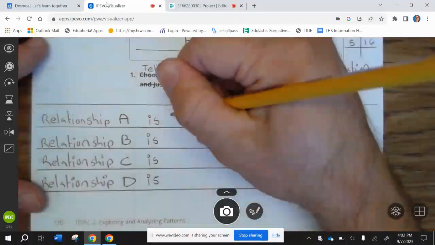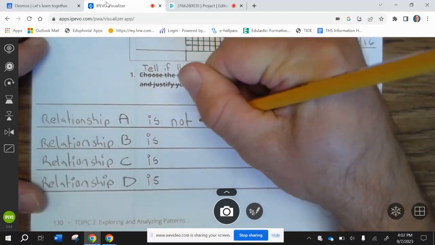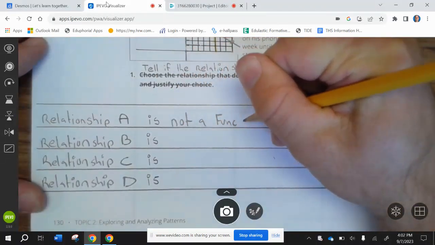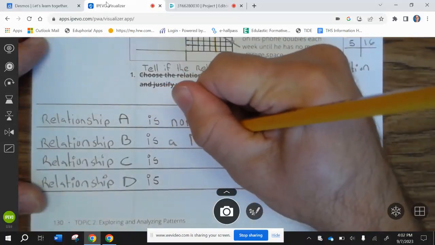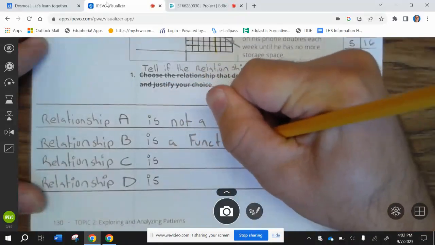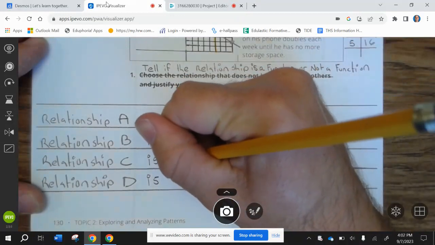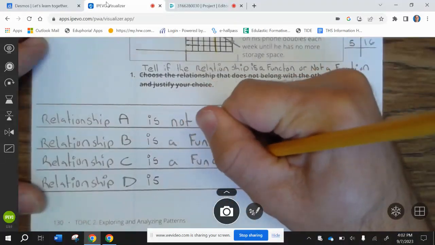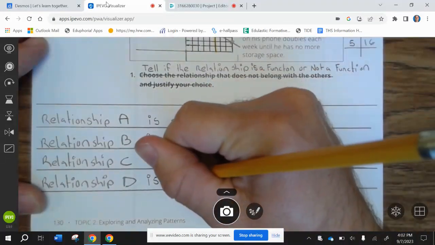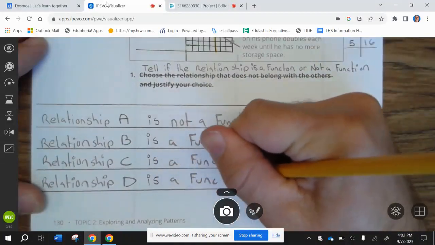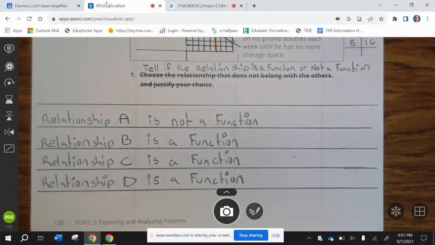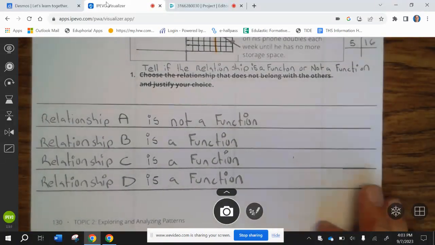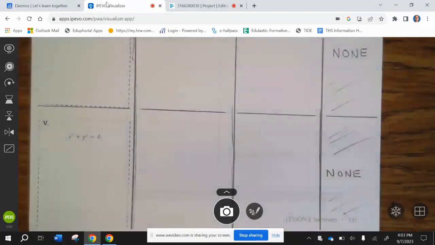So relationship A is not a function. I'm sorry, B is a function, C is a function, and D is a function. All right, so go ahead and finish up that page. All right, let's take a look at the next page.